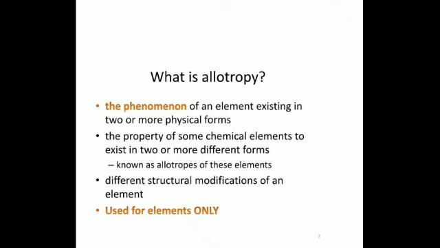Let's proceed on further today. So what is allotropy? This is the phenomenon of existence of an element in two or more different forms, and these different forms have the same chemical but different physical properties. So an element existing in two or more physical forms. The property of some chemical elements to exist in two or more different forms is called allotropy, and such forms of an element are called allotropes.